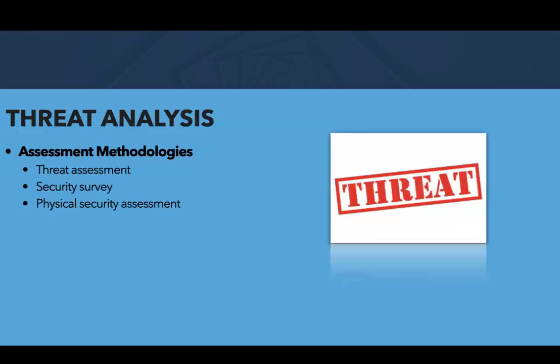So the threat analysis, there's some assessment methodologies that help you guys with this. Now, you can just have a threat assessment done. I do threat assessments very quickly. I can turn them around in a day and a half, and they're not super expensive, and they tell you exactly what your threats are, but that's only one piece. That'll tell you what your threats are, what the likelihood looks like of those threats, and that's going to give you the basic information on what you need.